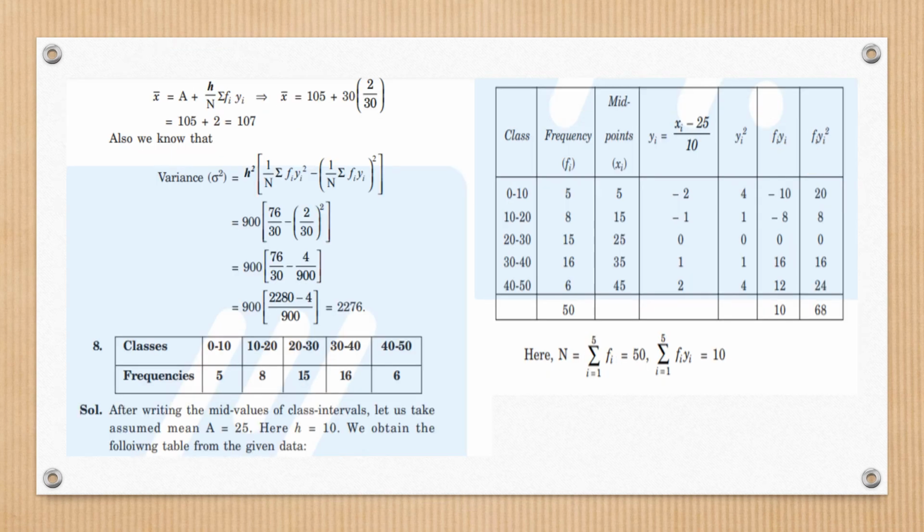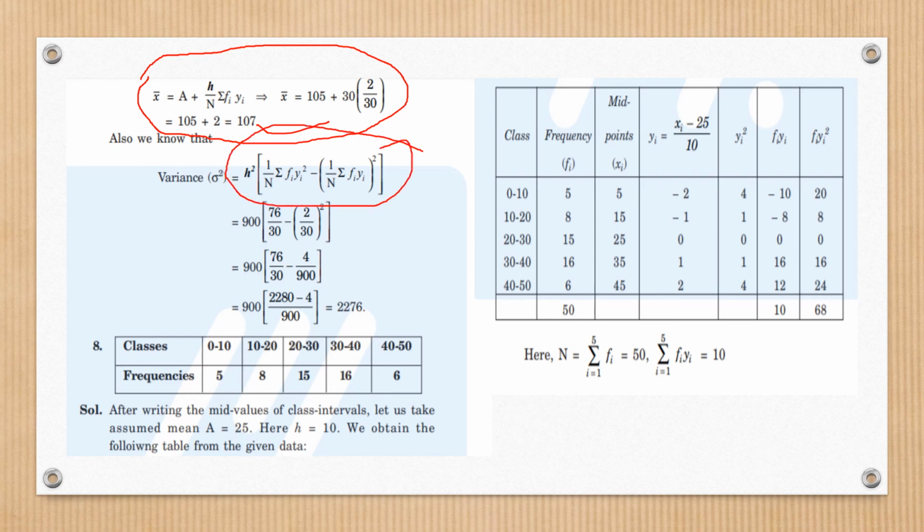Now the mean using x bar is a plus h times summation fi yi upon n, which is 107, and variance can be calculated using this formula, right? As this is a continuous distribution, variance is h square times 1 by n summation fi yi square minus 1 upon n summation fi yi whole square. So put in all the values which are here, and 2276 is the required answer.